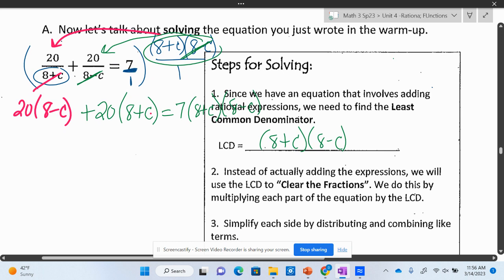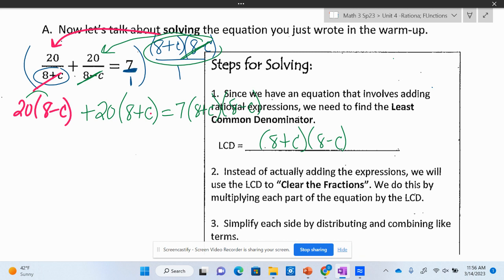So now I need to do some what? I have to distribute and I have to FOIL over here. No voodoo math. I have to distribute and FOIL. So let's see, 20 times 8. Well, 2 times 8 is 16, so 20 times 8 is 160. 20 times negative c is negative 20c. Plus 20 times 8, well, that's a positive 160. And 20 times a positive c is a positive 20c.